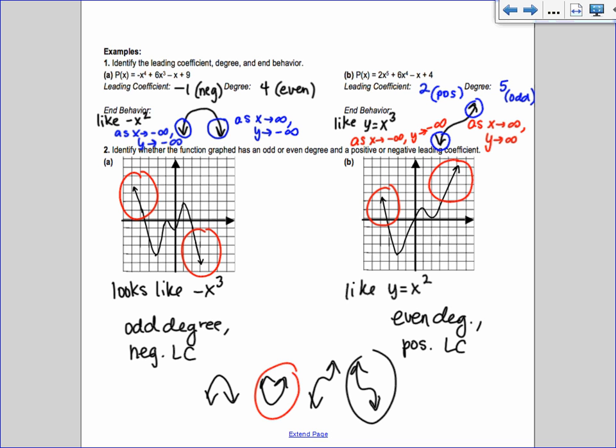So why did I spend an entire class period talking about end behavior? Because we use this when we graph. So that's the whole point. We're learning how to graph. So we're going to do that on these next couple examples.